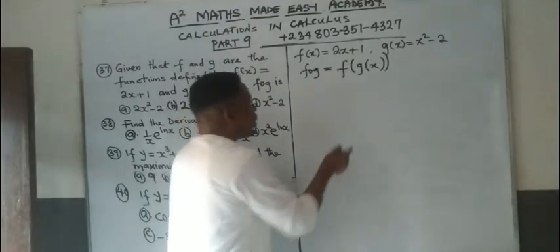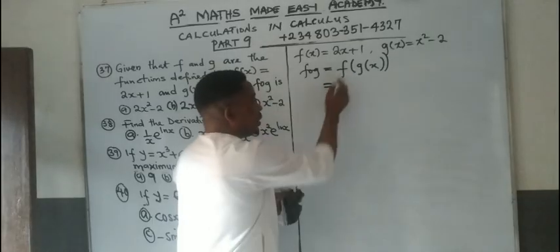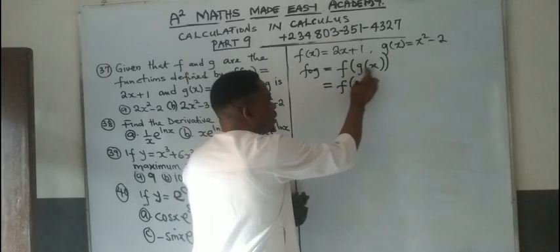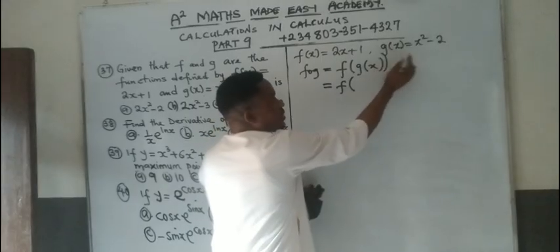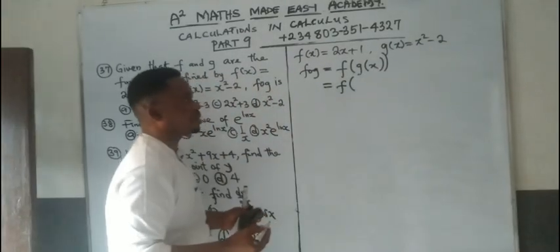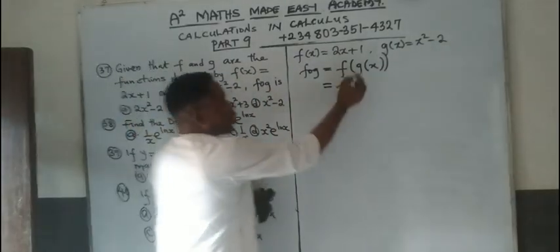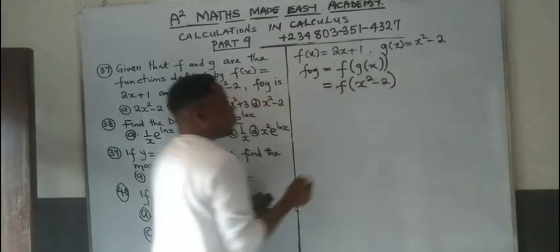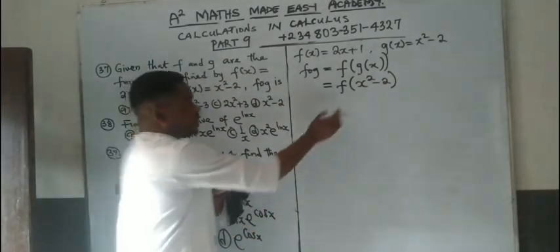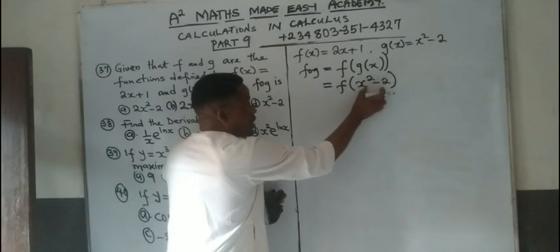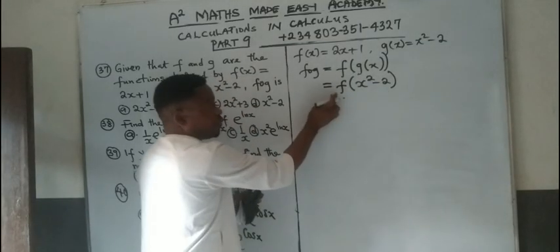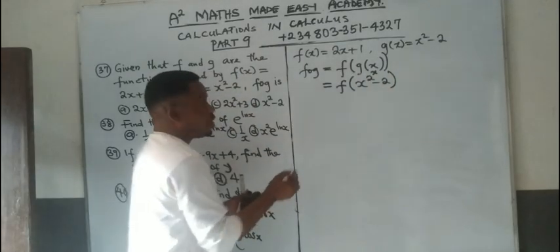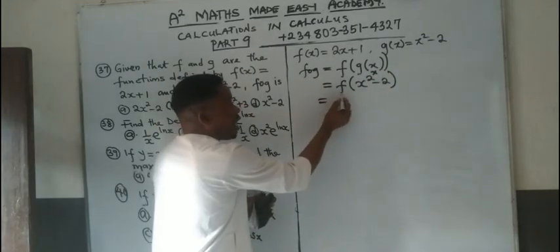Are you with me? So what we are going to do now is to have f, then bracket. Are we given g of x in the question? Look at g of x. g of x is x squared minus 2. Then we substitute. It will give us x squared minus 2, then close the bracket. Now this number we have achieved has become the domain of the function f, and this thing is called x. So in other words, we are going to solve for f of x.